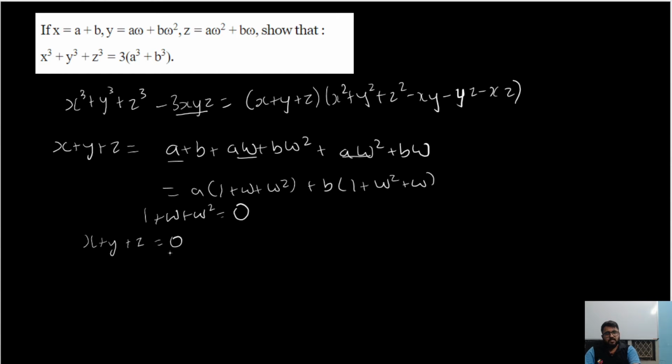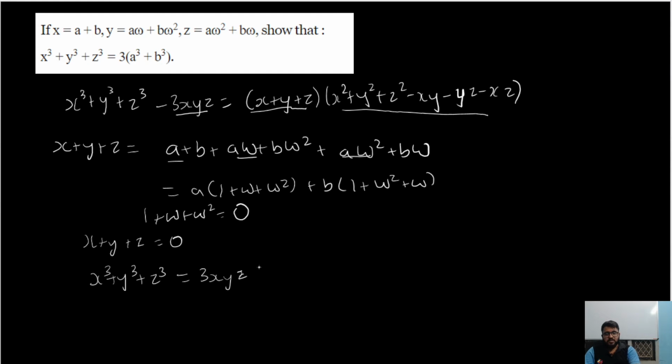And what happens when x plus y plus z is 0? As you can see, this term x plus y plus z is multiplied to this. So if x plus y plus z becomes 0, this entire thing becomes 0. So you can say x cube plus y cube plus z cube equals just 3xyz, right? Are you all with me on this?